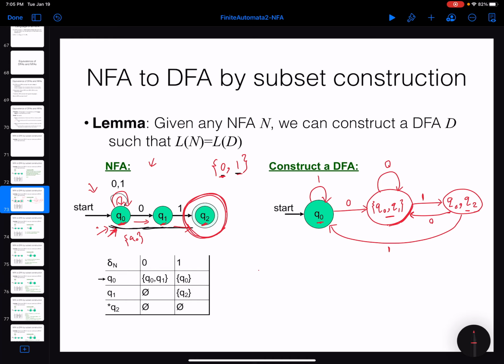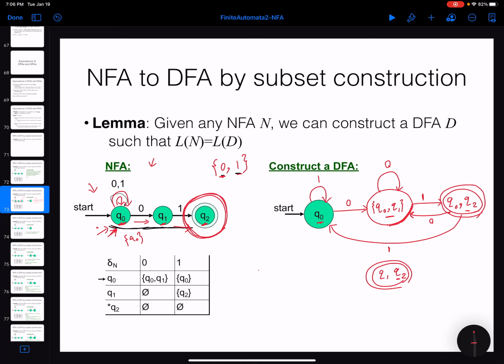The only state that we have Q2 in is going to be this state, right? So I'm going to call this one an accepting state, and this is the only accepting state in your DFA. If you had other states, like for example Q1, Q2, you would also call this one an accepting state.